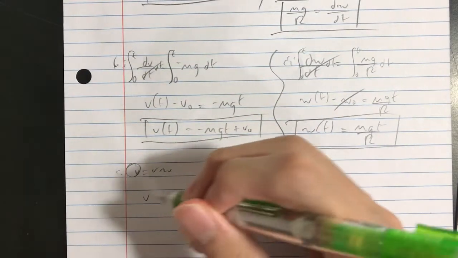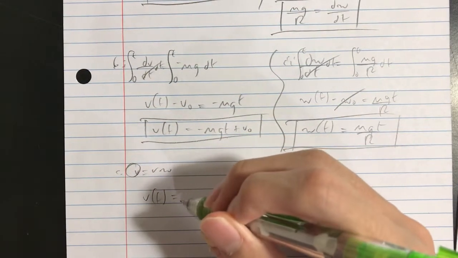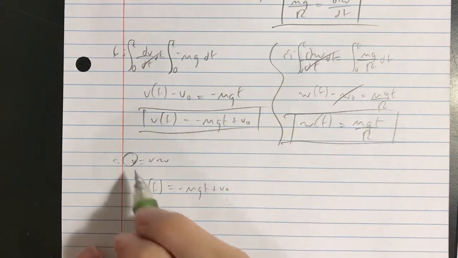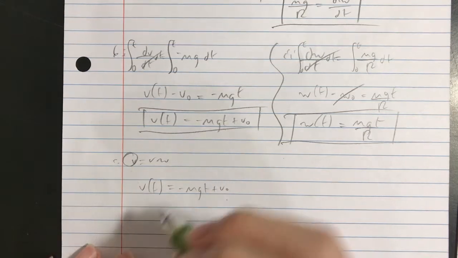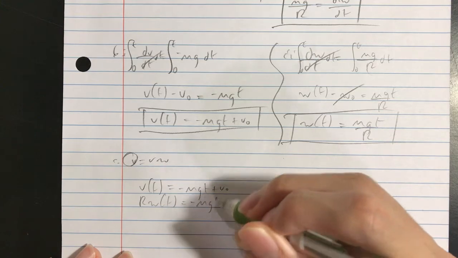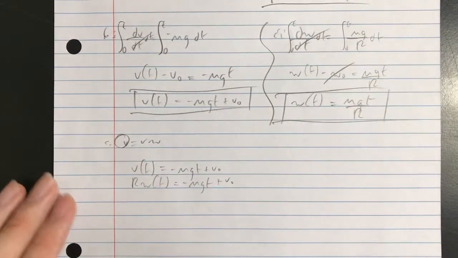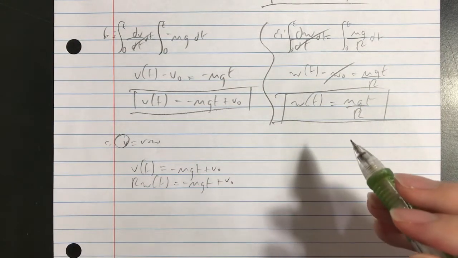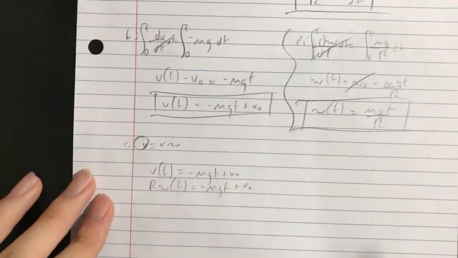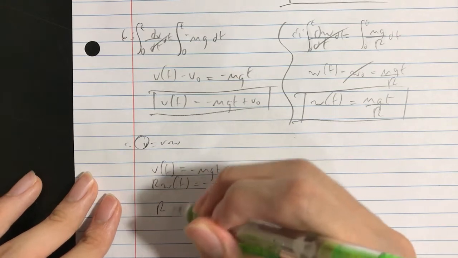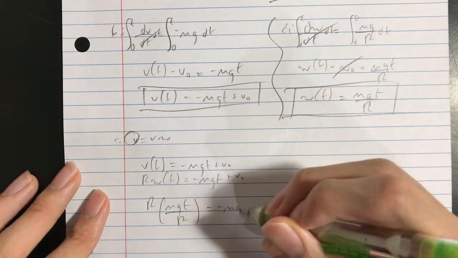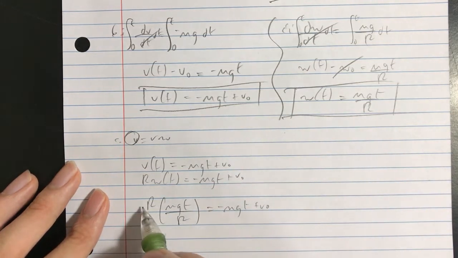So we have v of t equals negative mu gt plus v0. Substitute v for r omega: r omega of t equals negative mu gt plus v0. And as we found out in part B, part 2, omega t equals mu gt over r. We can just plug that right in. Mu gt over r equals negative mu gt plus v0. We can cross out the r's here.